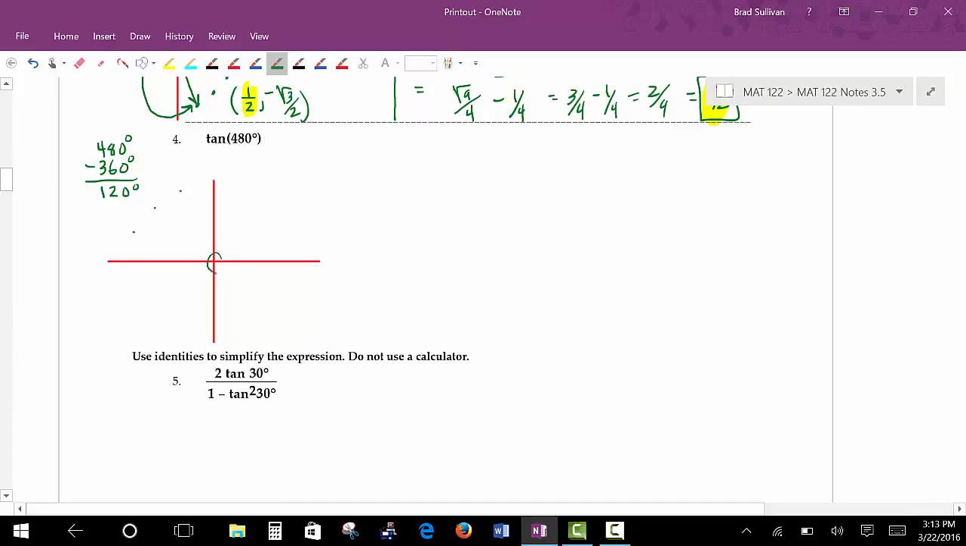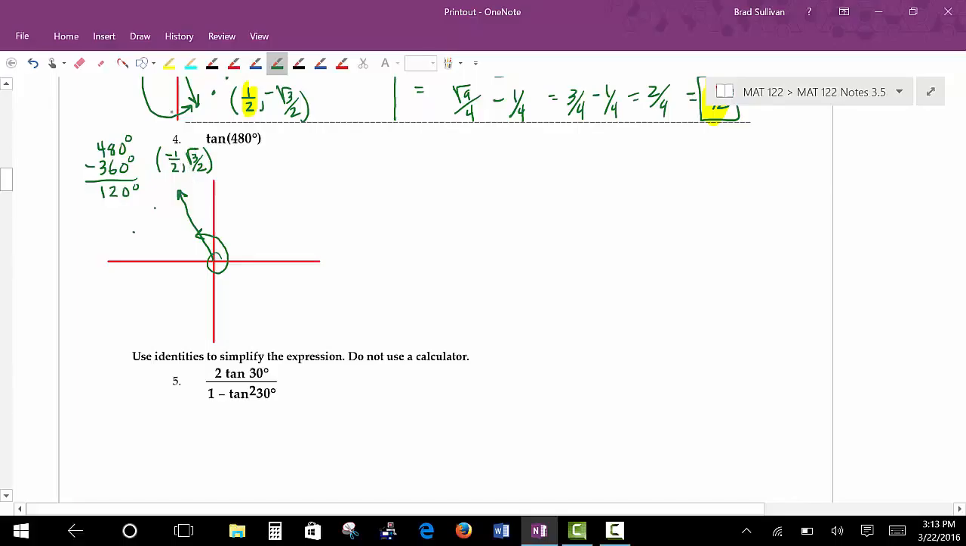So one rotation would be 360, then we'd have to go 120 more, which would actually take you to that point on the unit circle. And that point on the unit circle has an x value of -1/2 and a y value of square root of 3 over 2. And see, I always figure that out a certain way.